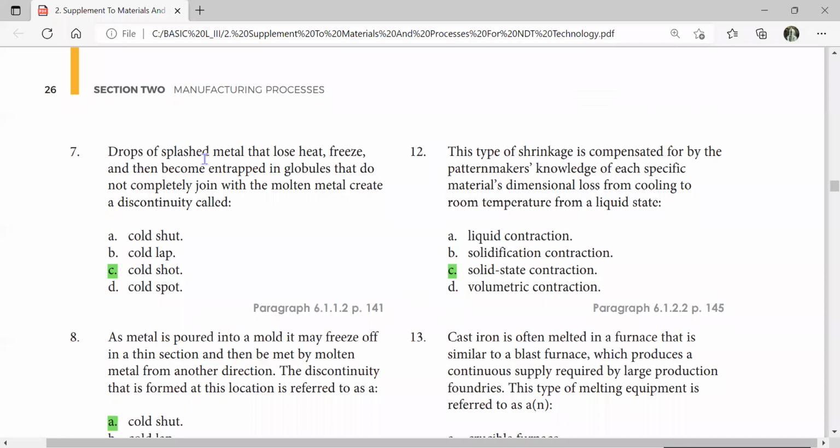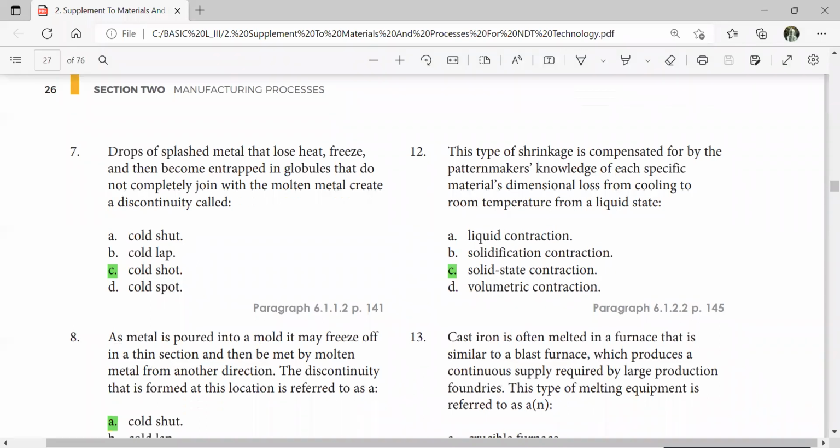Drops of splash metal that lose heat and freeze, and then become entrapped as globules that do not completely join with the molten metal, create a discontinuity called cold shut, SHUT, not SHUT. So what is the SHUT?